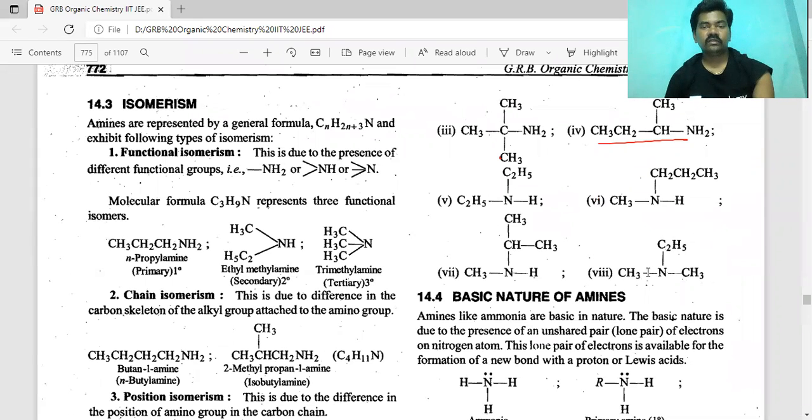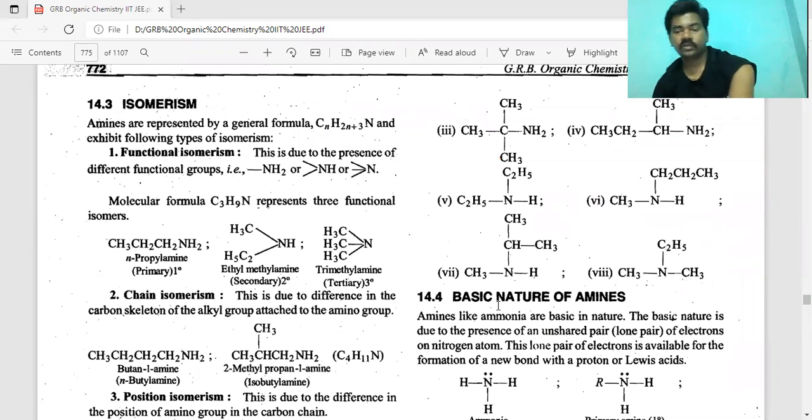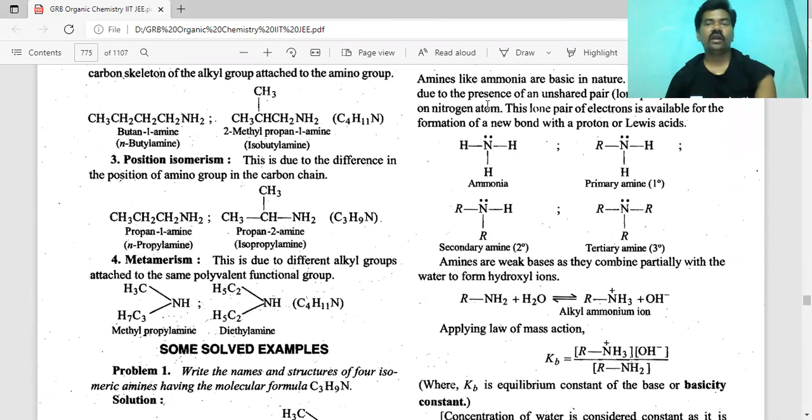Okay, then next, basic nature of amines. This is very important. Amines, like ammonia, are basic in nature. The basic nature is due to the presence of an unshared pair of electrons on the nitrogen atom. This is a very important point. How is that basic nature arising? Due to the presence of the unshared electron pair on the nitrogen atom, these amines possess basic nature.